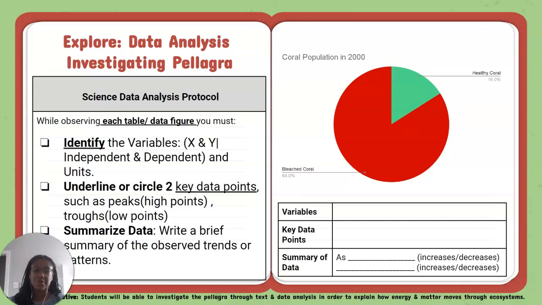Circle graphs are a little bit different because they don't have any axis, but they still have variables and they still have key data points. So in this case, the variables would be the total population and the amount of healthy and bleached coral.